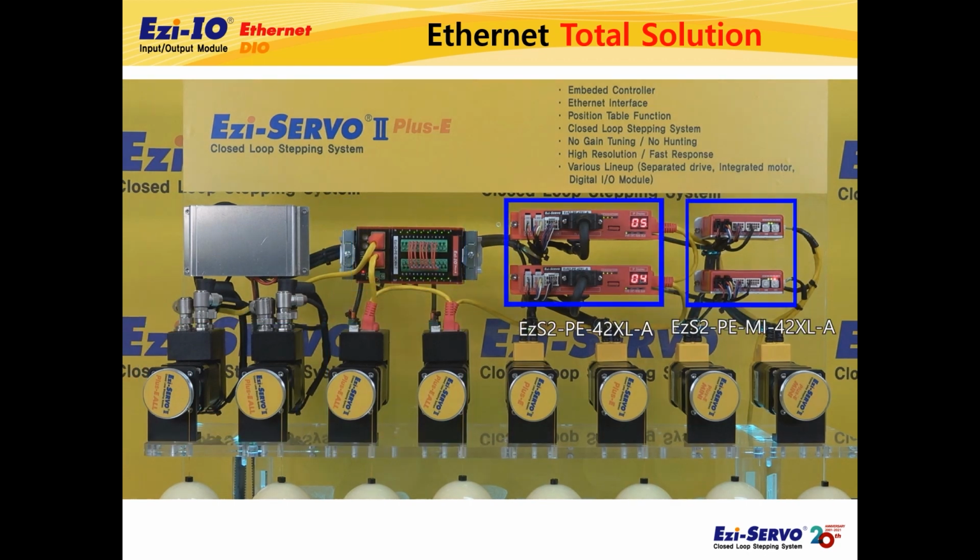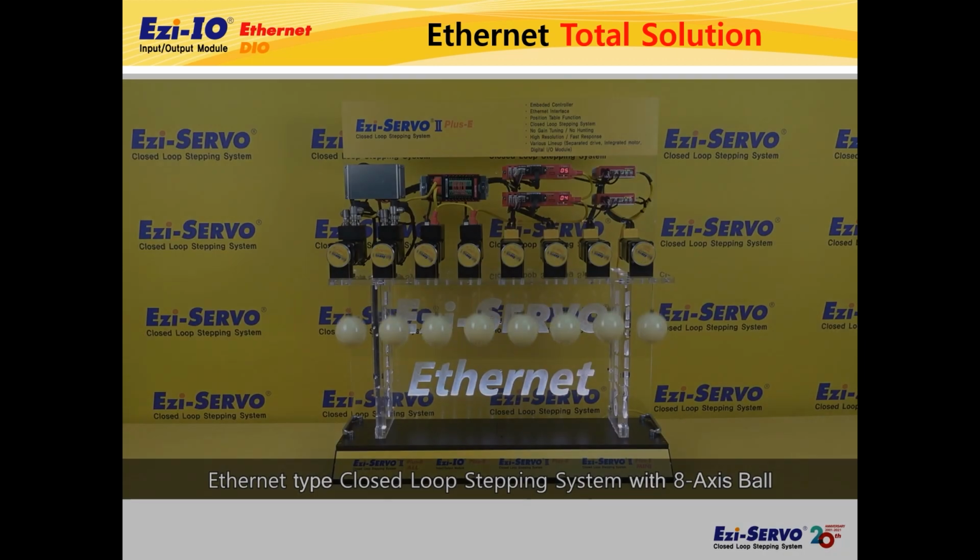Also, if you look at the right side, you can see that there are two axes of Ezi-SERVO 2 plus E standard type and two axes of Ezi-SERVO 2 plus E mini, which is a mini drive type. These products are closed-loop stepping systems.